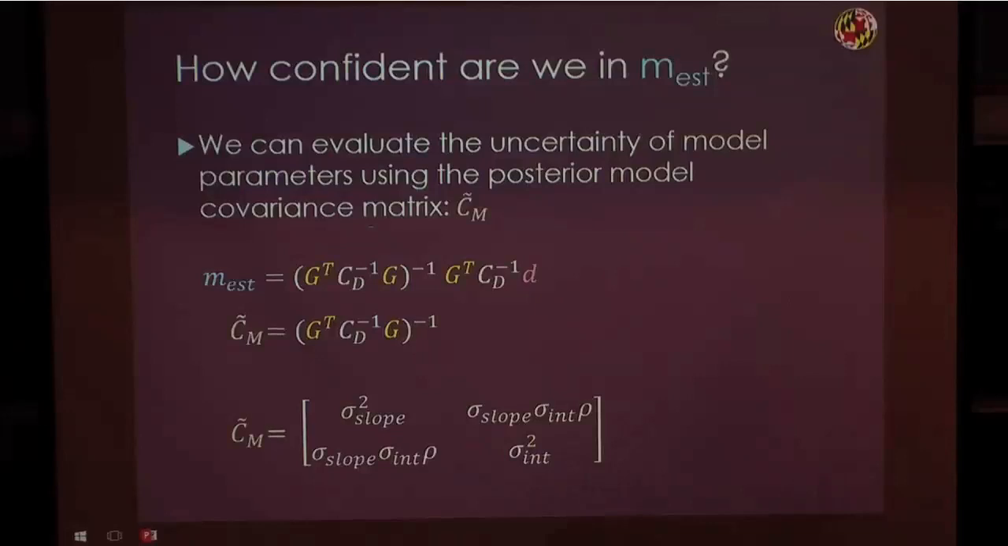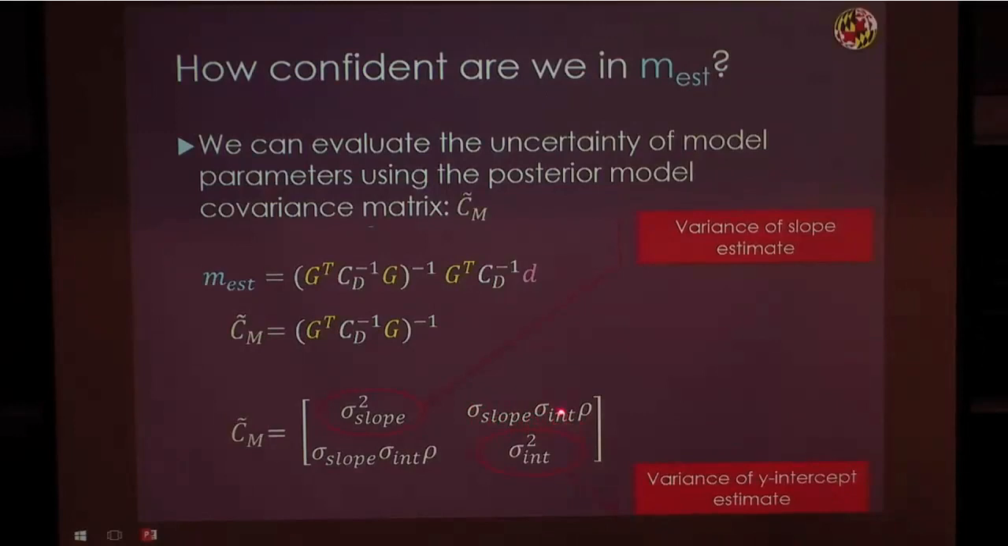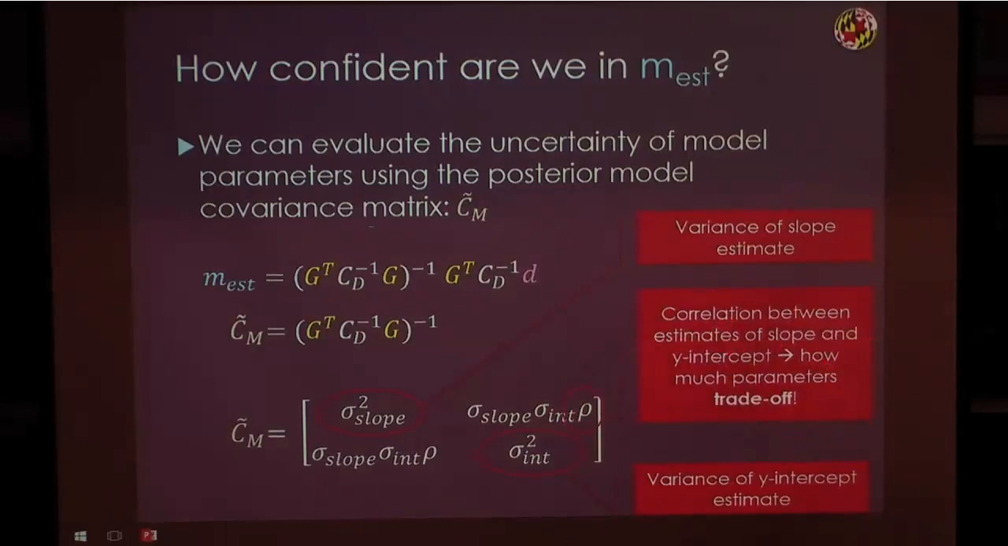Oops, wait, I think this is animated. Hold on. Variance of the slope estimate right there. Variance of the y-intercept estimate. And this one here is the standard deviation of the slope times the standard deviation of the y-intercept times this rho. That's not a typo. The rho is the correlation between these two estimates.